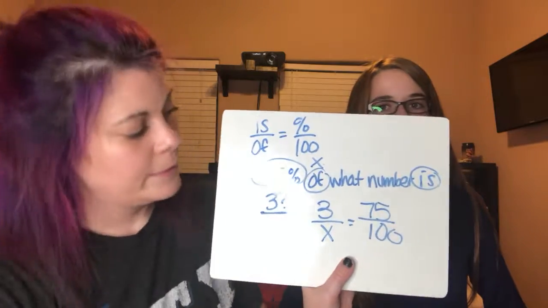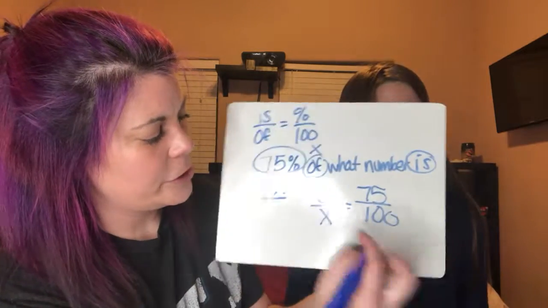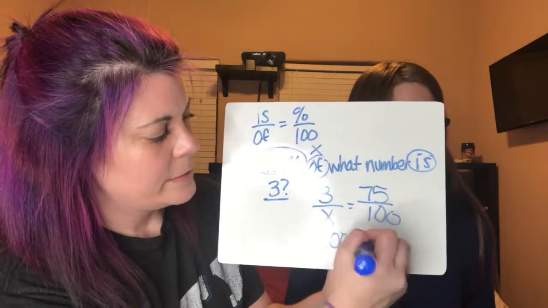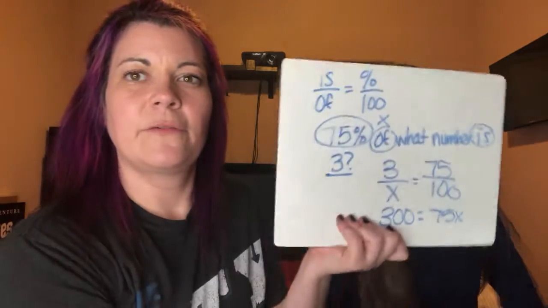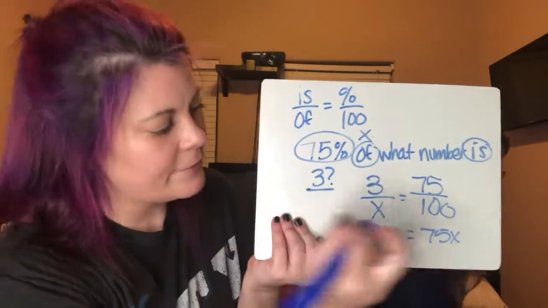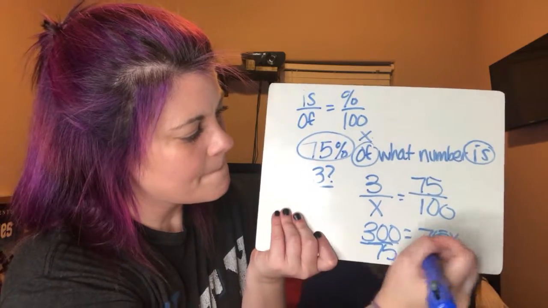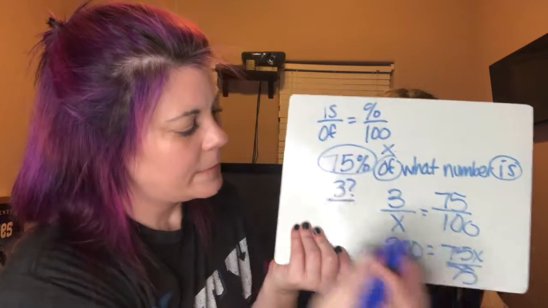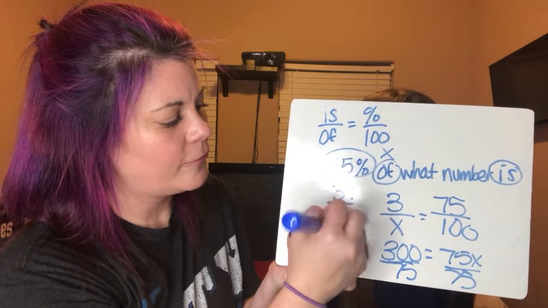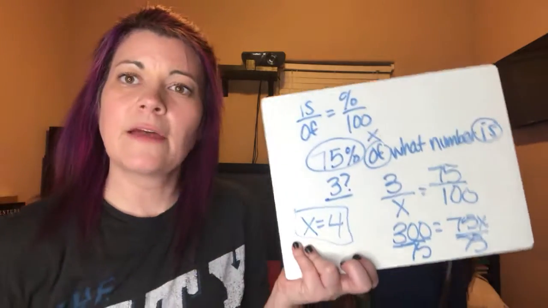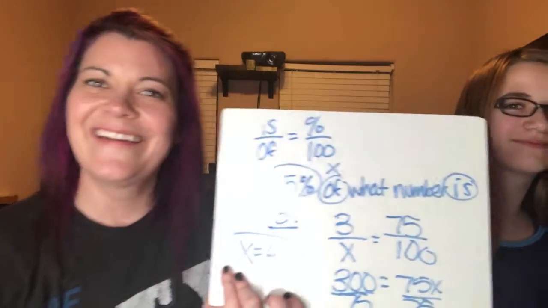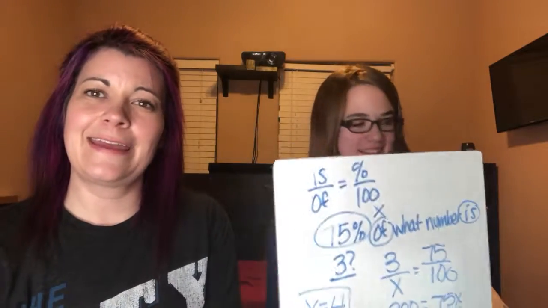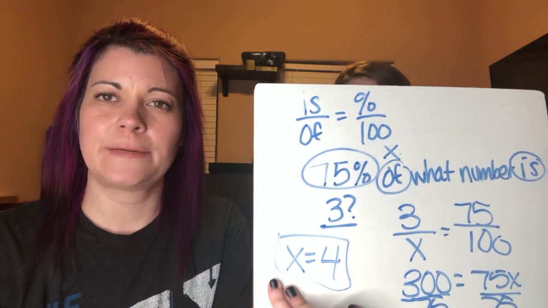And now we solve it. 3 times 100 is 300. 75 times x is 75x. Now we're going to divide both sides by 75. And we get x is equal to 4. Okay, so that's how you diagram. So what you want to do is diagram your sentence and make sure they go in the right spots, okay? Is over of equals percent over 100.